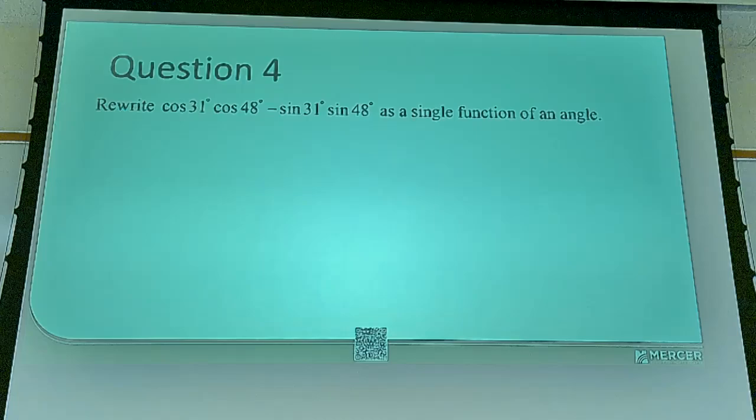Cosine times cosine minus sine times sine. That's going to be one of the cosine identities. And you can actually tell which one it is just by looking at that middle sign. It's going to be the sum identity. Cosine switches it. That's cosine of alpha plus beta.